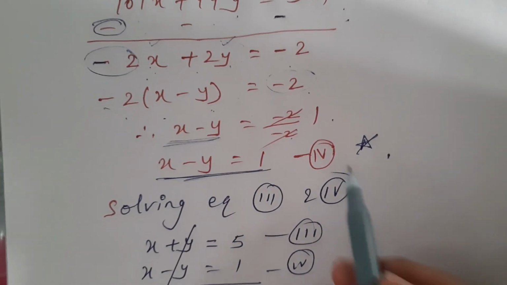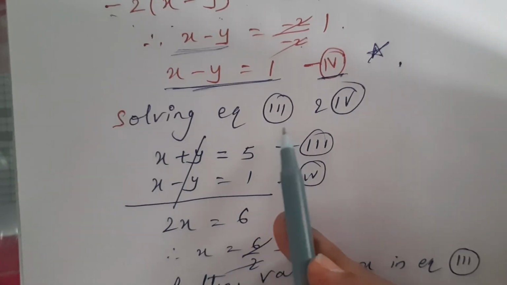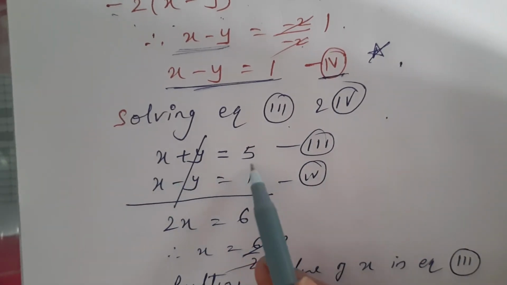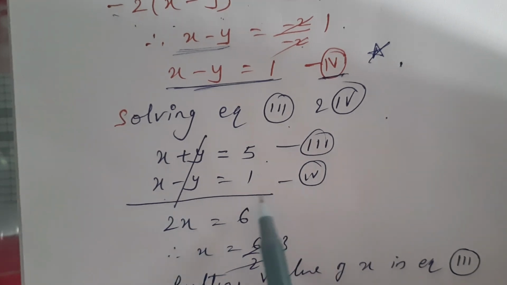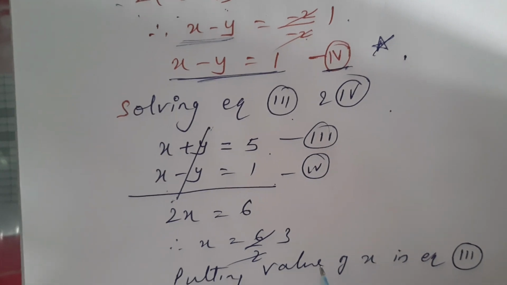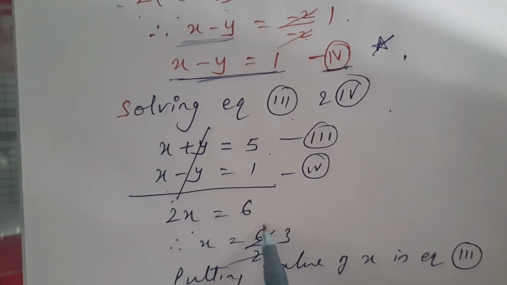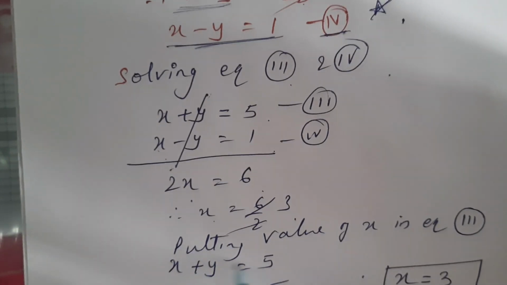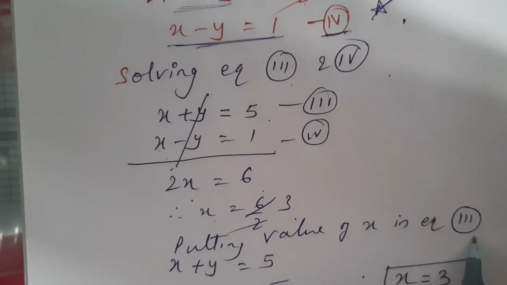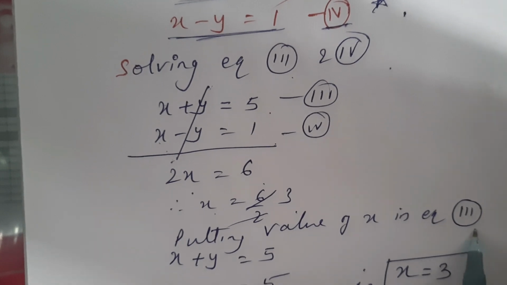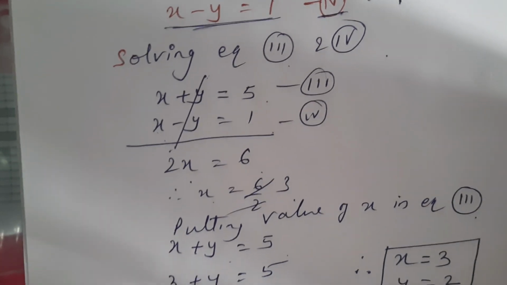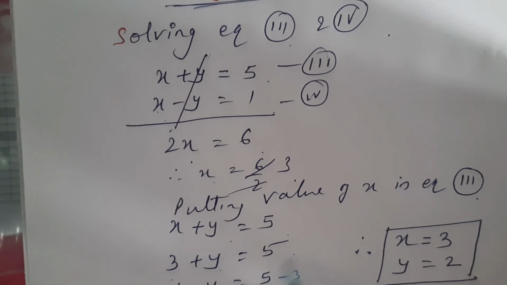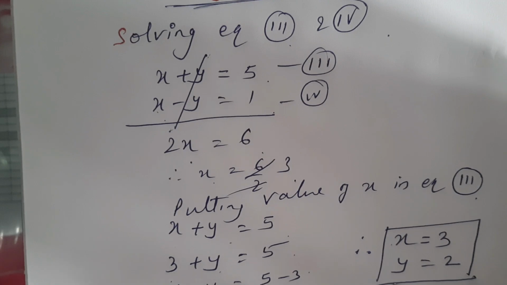Now we got two equations which we label as 3 and 4. Now solving equations 3 and 4. Equation 3 we got as x plus y is 5 and equation 4 as x minus y is 1. Now simply we solve both the linear equations. Y has opposite signs, so it will get cancelled. X plus x is 2x. 2x is 6. Thus x is 6 upon 2, which is 3. Now putting the value of x in equation 3, we can put the value of x in any equation. So here I am putting it in 3. X plus y is 5. Now replace x with 3. 3 plus y is 5. So y is 5 minus 3, 2. Thus we got the value of x as 3 and y as 2.